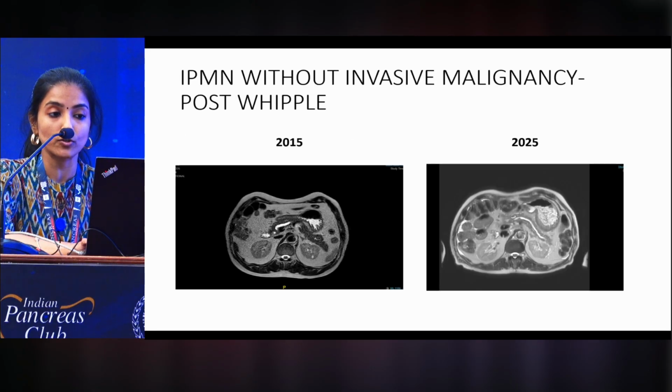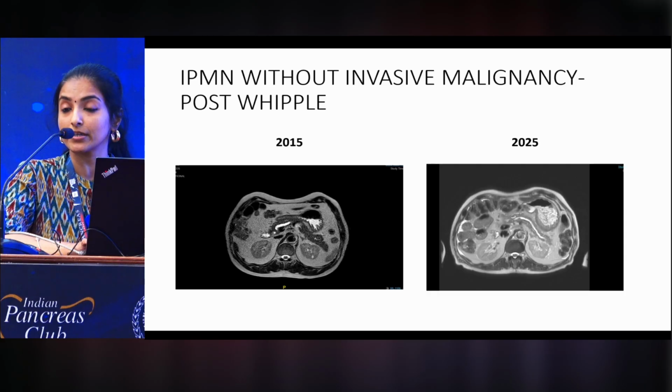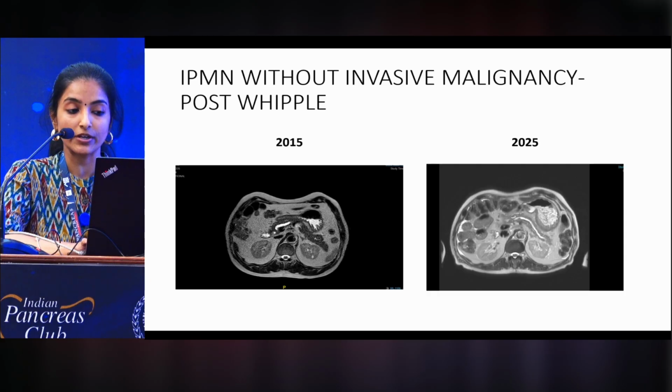Now this is an example of one patient that we operated. He was 70 years old in 2015 when we did a Whipple for a main duct IPMN. He's still doing well. He's 80 years now, came for follow-up a couple of months back. The PD looks maybe slightly prominent or maybe the same, but he's generally doing well and he's not had any problems.